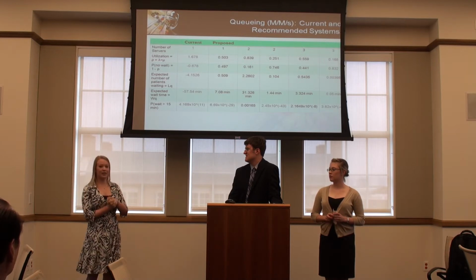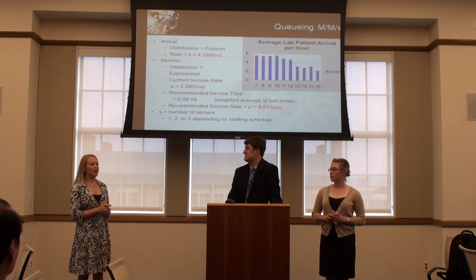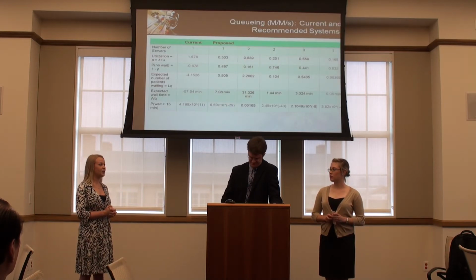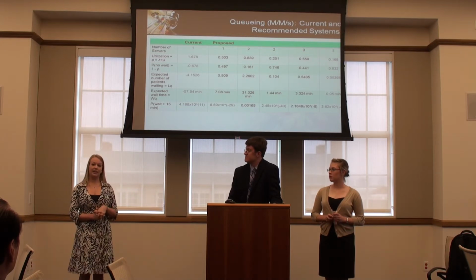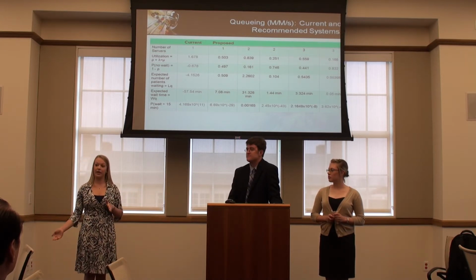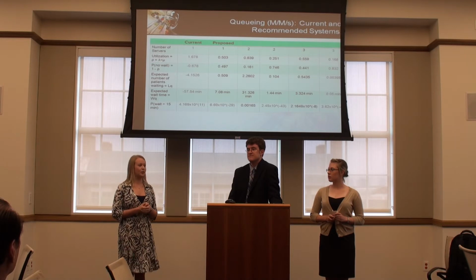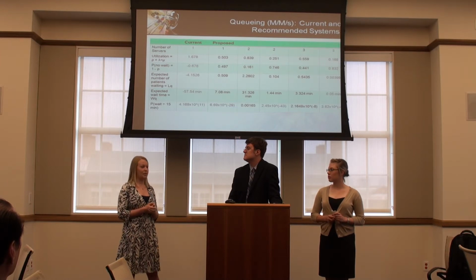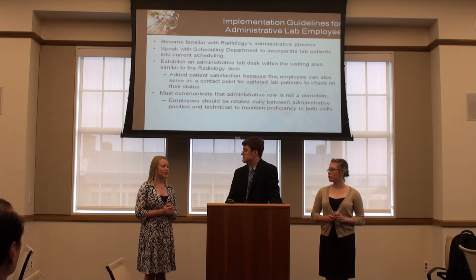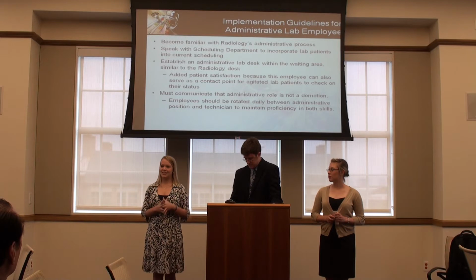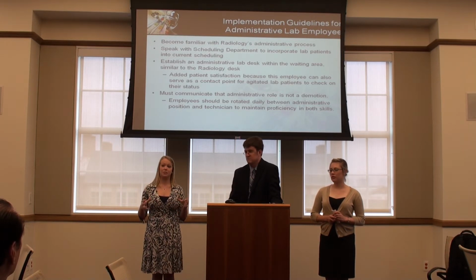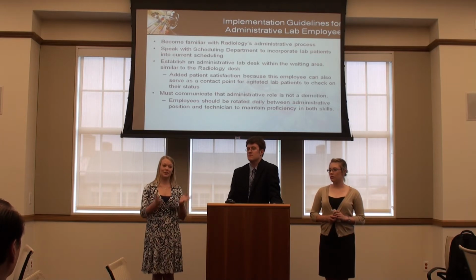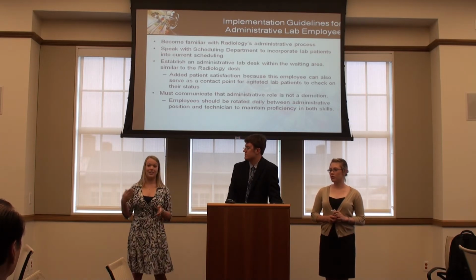So some things that we calculated was the utilization rate, the probability that a patient would not have to wait, the expected length of the queue, so the number of patients waiting, the wait time of the queue, and the probability that a patient would have to wait less than 15 minutes, which is the threshold that Methodist was hoping to achieve. So to leave Methodist, we wanted to come up with some implementation guidelines for this administrative process. We didn't want to just tell them, go ahead, do this, without actually telling them how to do that.